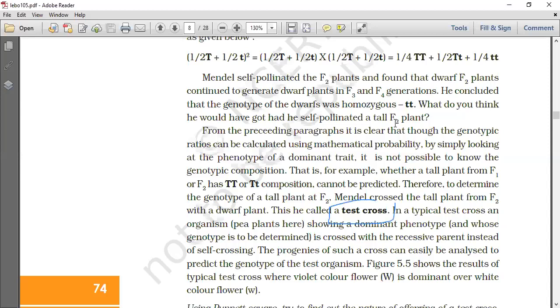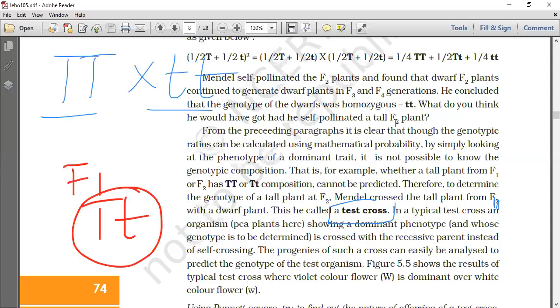Sorry, F1, here it is. Tall plant from F1. Here a small correction in the text: F1 with the dwarf plant, the dwarf parent. What do you call it? Test cross. Okay, so let me show you from the beginning. It's a parental plant. When we cross the parental plants with each other, what we obtained in the F1 generation is heterozygous tall. Okay, he did this cross. What do you call it?